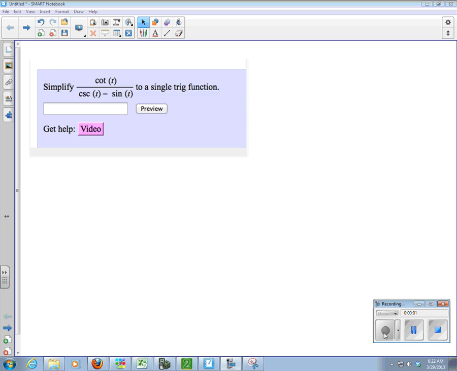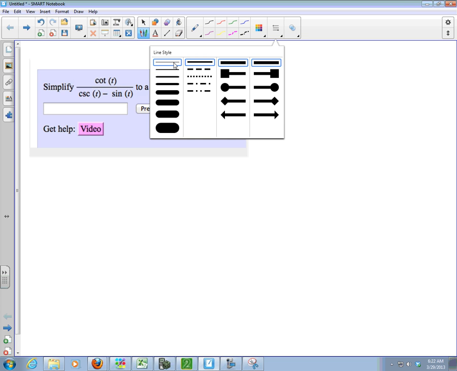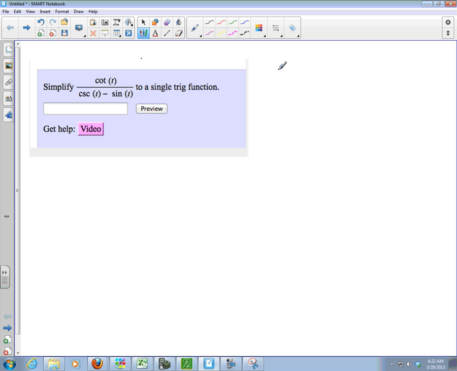Okay, so how do we simplify this trig expression? As Ben mentioned, writing these in terms of sine and cosine is probably the easiest thing to do. So cotangent is the same as cosine over sine, and then the cosecant is 1 over the sine, and the sine is already sine.